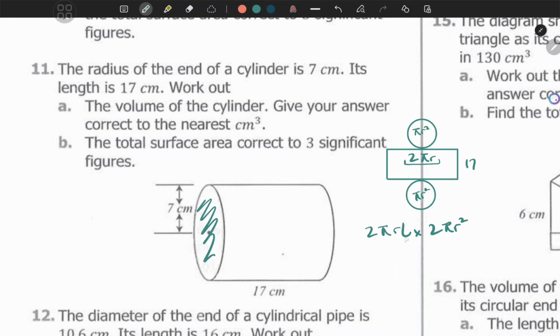So you have 2 pi r L added to 2 pi r square, which would give you 2 pi multiplied by 7 multiplied by 17 plus 2 pi multiplied by 7 square, which would give you the surface area.